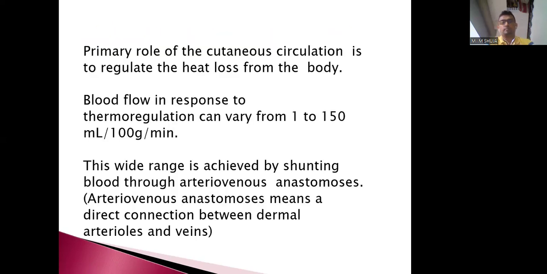Then cutaneous blood supply, circulation, the blood supply for the skin. The primary role of cutaneous circulation is to regulate heat transfer. The blood flow in response to thermoregulation can vary from 1 milliliter to 150 milliliter per 100 grams. Okay. This wide range is achieved by shunting blood through arteriovenous system.